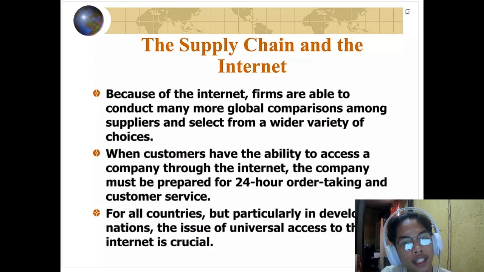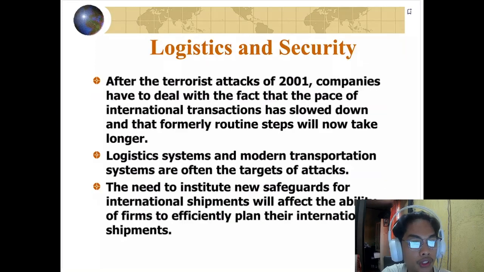So, the supply chain and the internet. Because of the internet, firms are able to conduct many more global comparisons among suppliers and select from a wider variety of choices. When customers have the ability to access the company through the internet, a company must be prepared for 24-hour order taking and customer service. For all countries, but particularly in developing nations, the issue of universal access to the internet is crucial.